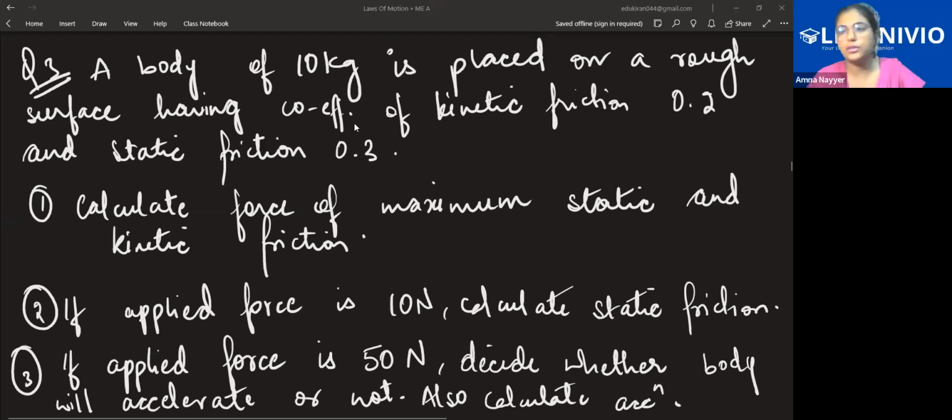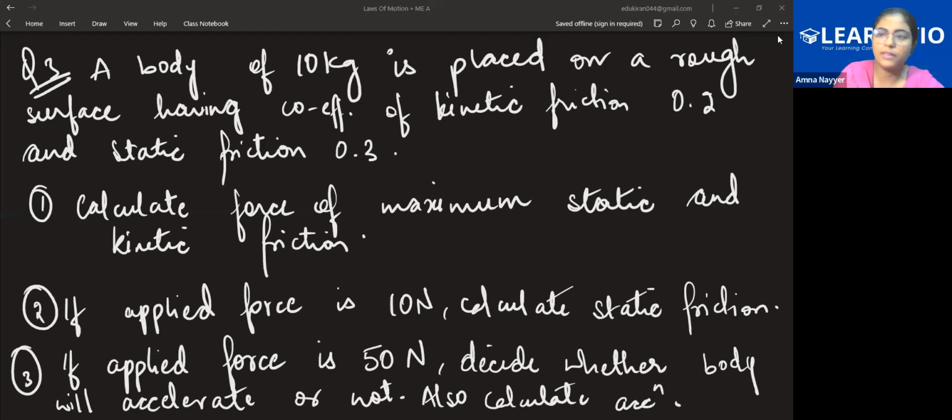Yes, class. So see, here it says that a body of 10 kg is placed on a surface having coefficient of kinetic friction and static friction. So see both the values of the coefficient of kinetic and static friction, these are given. Now you have to calculate the maximum static and kinetic friction. So see class, in such types of question, first we have to draw the FBD. I have told you, whenever you have any type of these questions, you have to draw the FBD.